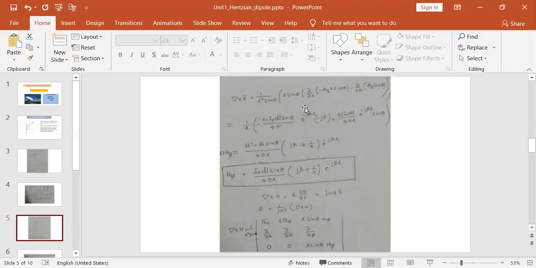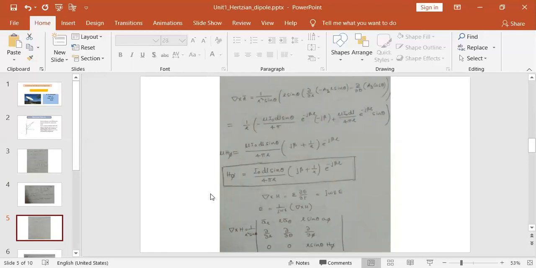So if you further simplify this expression, we'll get an expression for H phi. H phi is equal to I dl sine theta by 4 pi r into j beta plus 1 by r into e power minus j beta r. So this is H phi. So that means the magnetic field along the Hertzian dipole is H phi. H r and H theta will be 0.